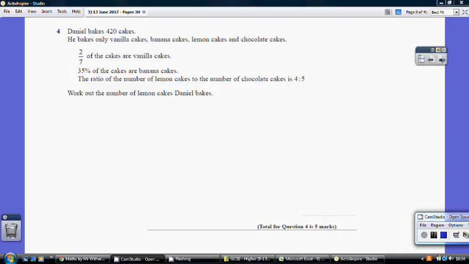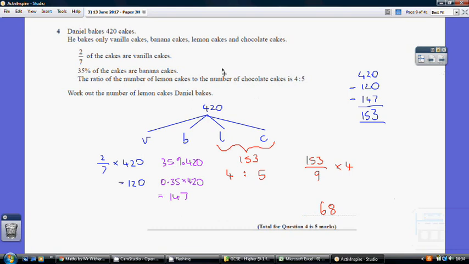Question 4. So we really need to process all of this information. So let's think what we've got. We've got 420 cakes. Some are vanilla, some are banana, some are lemon, and some are chocolate. Now 2/7 of the cakes are vanilla cakes.